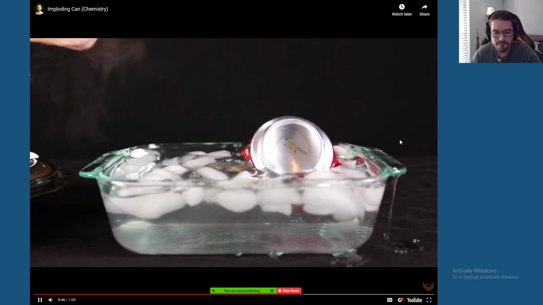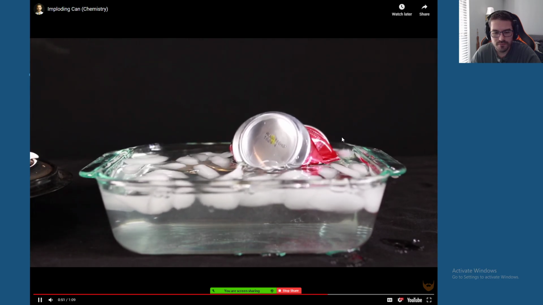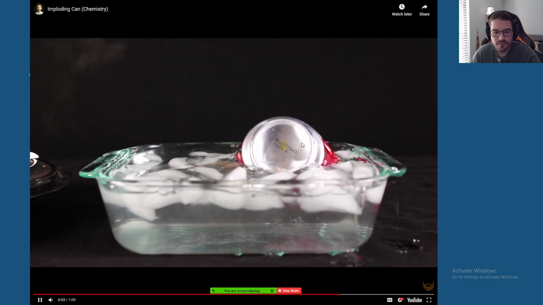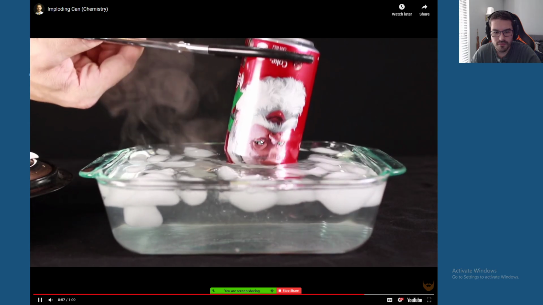The can implodes because as the steam condenses back into water, there are no gas molecules on the inside of the can pushing outward against the atmospheric pressure, allowing the atmospheric pressure to crush the can.